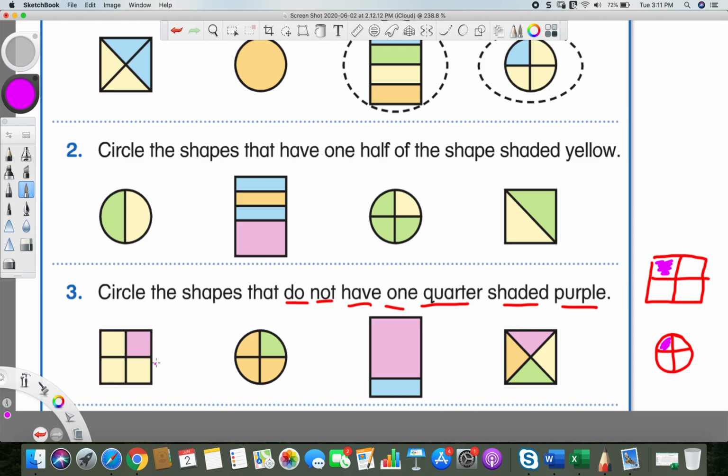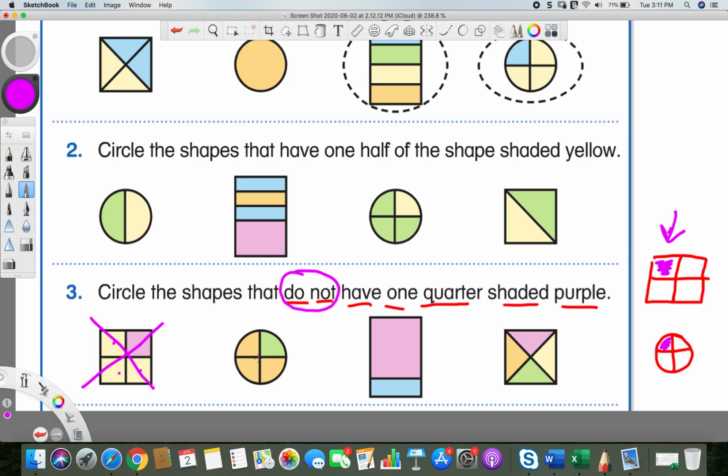So we look at this first one. See this square right there? Does it have 4 pieces and then is one of those pieces shaded purple? Let's see. It has 1, 2, 3, 4 pieces, and one of those pieces is purple. It looks just like what we drew right there. So we do not want this. Because they even told us, do not.